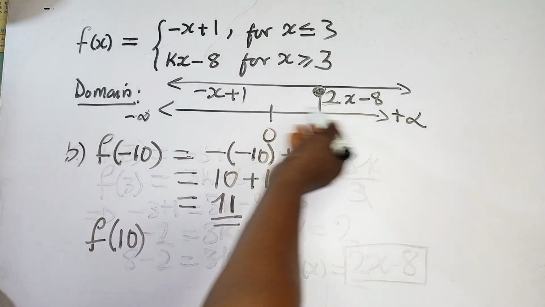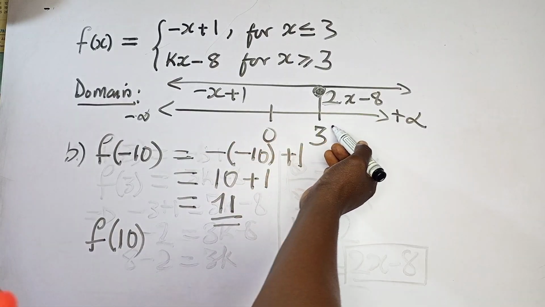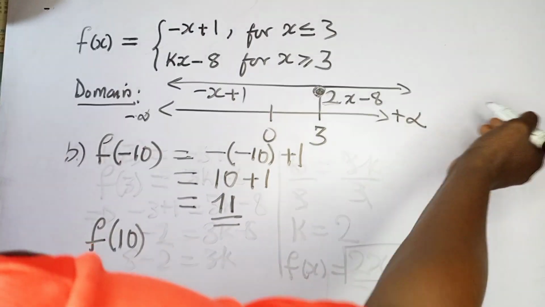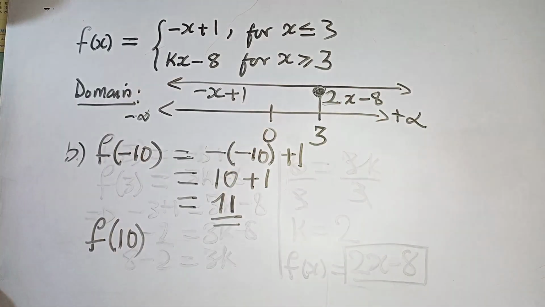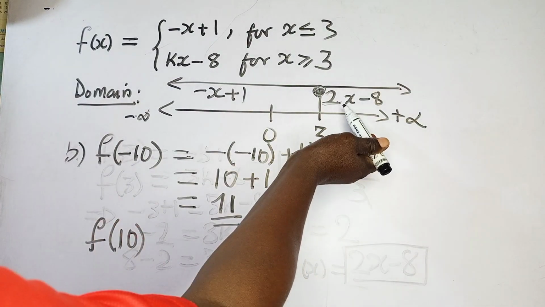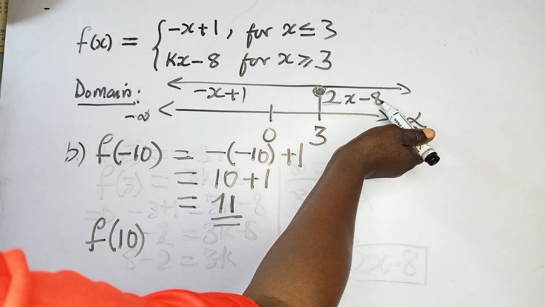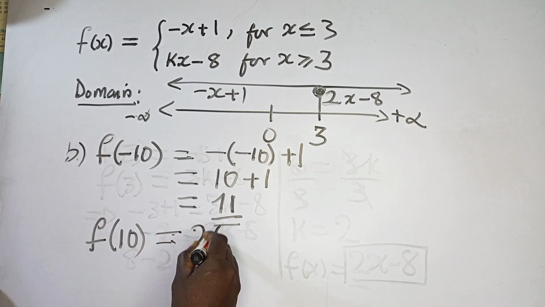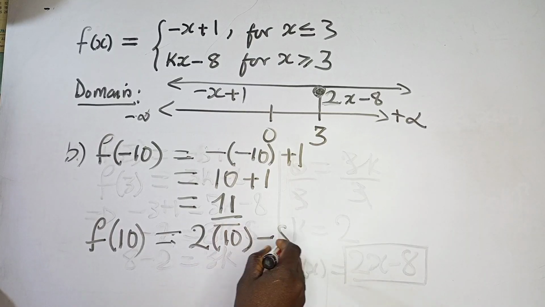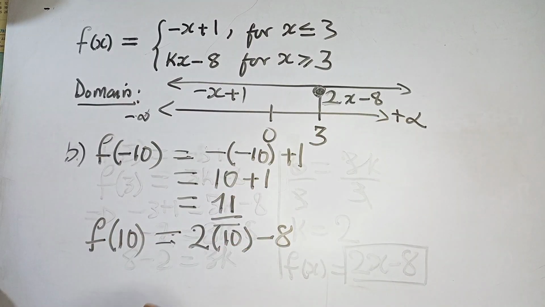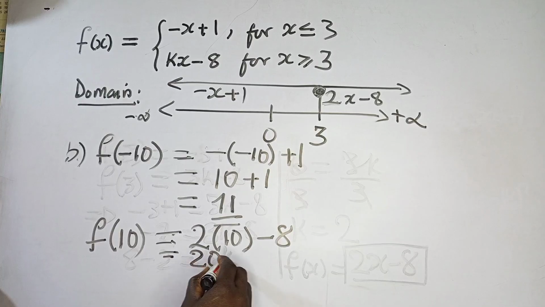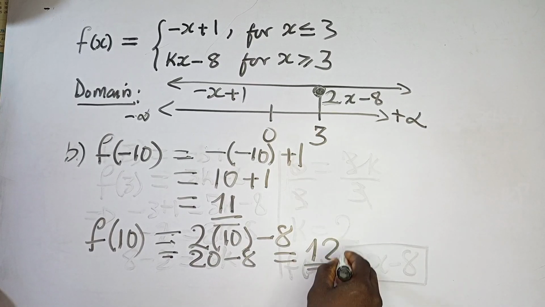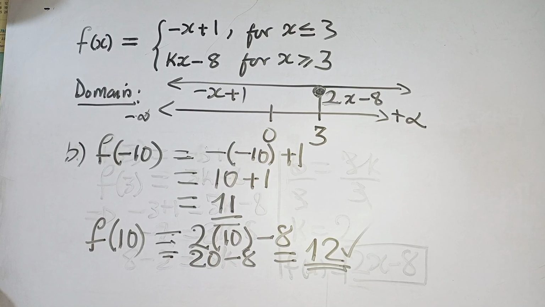Where do we have positive 10 on our domain? Positive 10 is to the right of 3. Remember, after 3, we have 4, we have 5, we have 6, right up to 10, and so 10 is this way. What definition are we going to use? We have to use this definition, 2x minus 8. So f of positive 10 will be 2 times x minus 8. X is now 10. So this gives us 20 minus 8, which is 12. That gives us the value of f of 10.